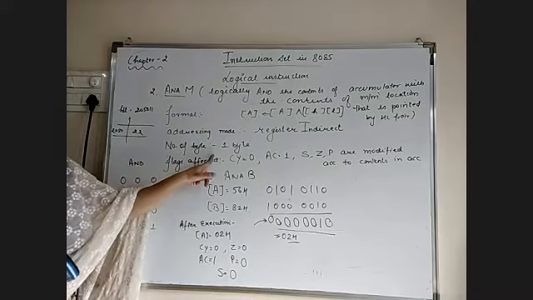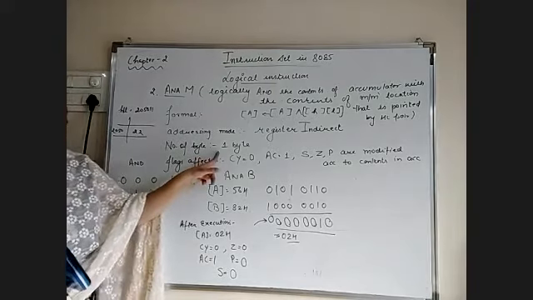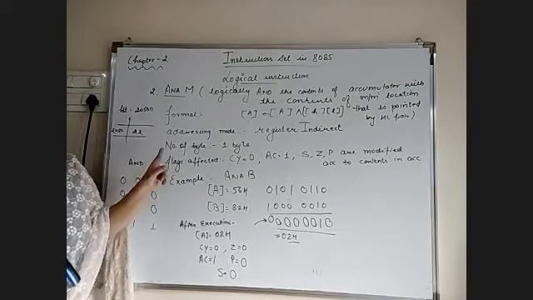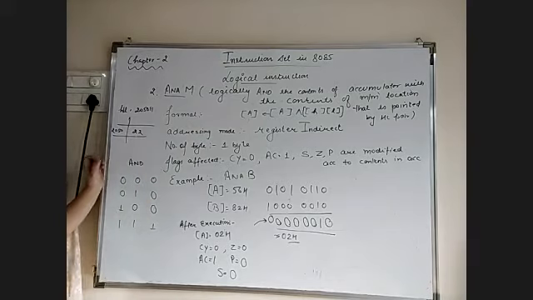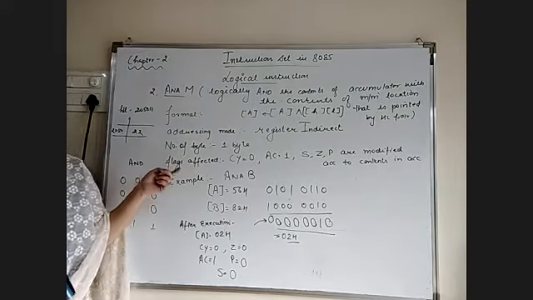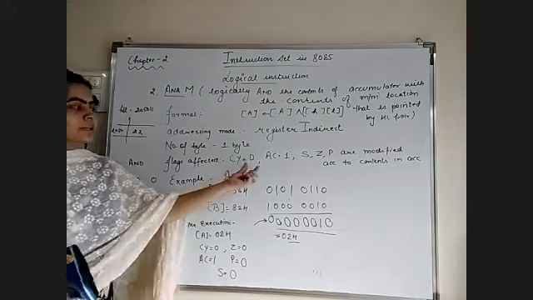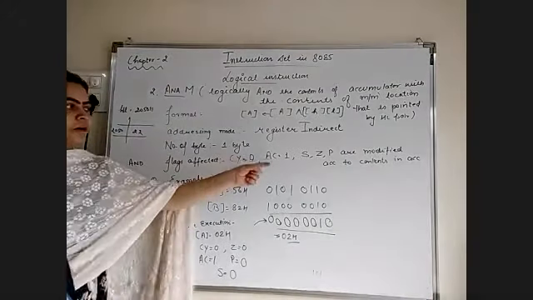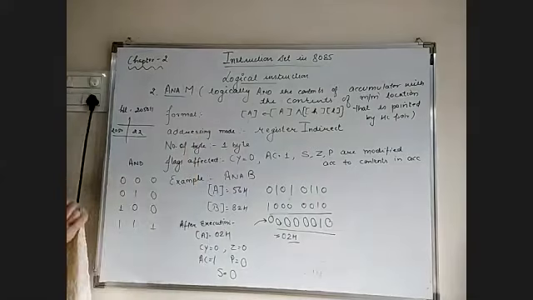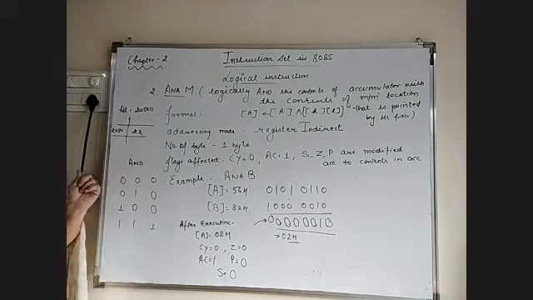Next is the number of bytes. Again this instruction will occupy 1 byte of memory. Then flags affected. All the logical AND instructions in 8085 have the same type of flags affected after execution. So for ANA M also, these two values are fixed, that is 0 and 1, and the other three flag values are modified according to the contents present in the register. Now we can see the example.